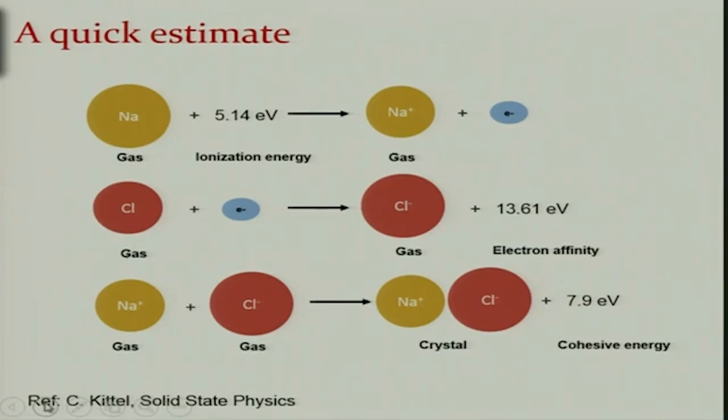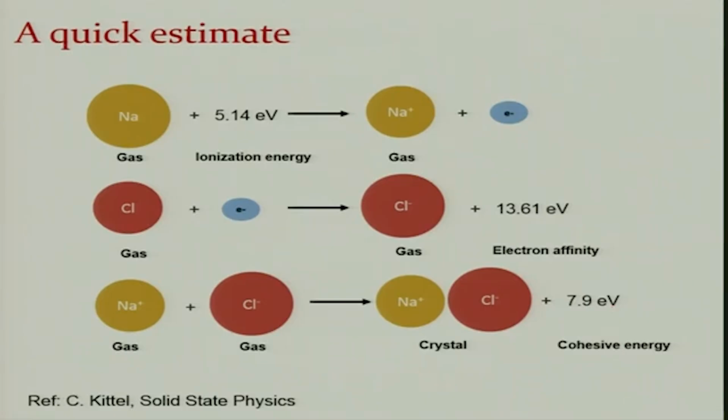You have sodium in the gas form, you add to it the ionization energy of, let us say, 5.414 electron volt, you make sodium plus ions plus electrons, still in the gas form. Then chlorine atoms gain this electron, they become chlorine ions still in the gaseous form, and you release the energy of electron affinity, which is 13.61 electron volt, which is the electron affinity of chlorine. And when you put these ions together in the gaseous form, sodium and chlorine together, they form the crystal sodium chloride, and they release energy of 7.9 electron volt, which is basically the cohesive energy.